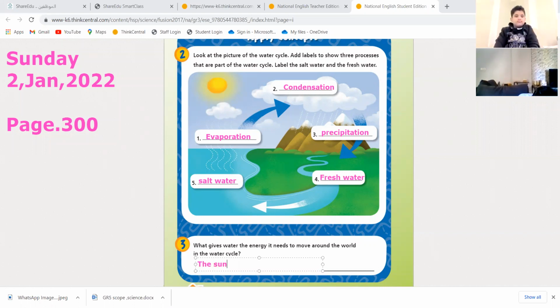The sun. Okay, boys, I think 2 minutes for writing is enough for you. You can finish in 2 minutes. Quickly, quickly. It's here, you can see the page number. I wrote it. Two minutes only.